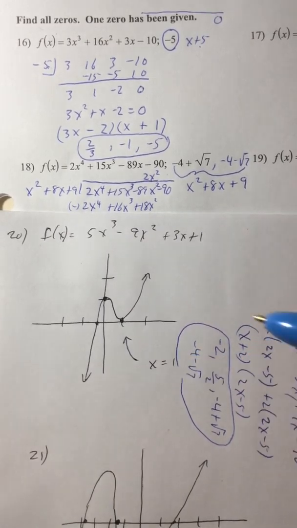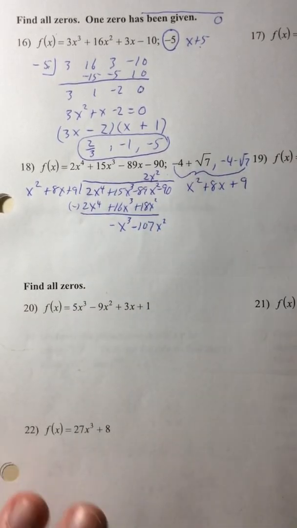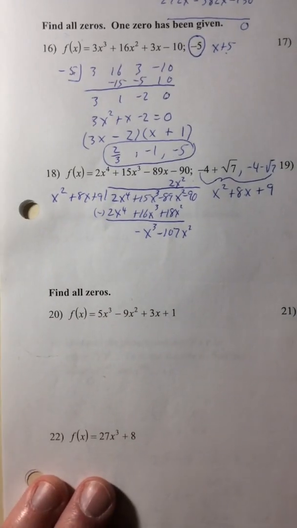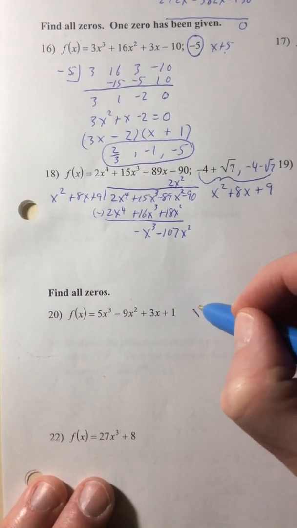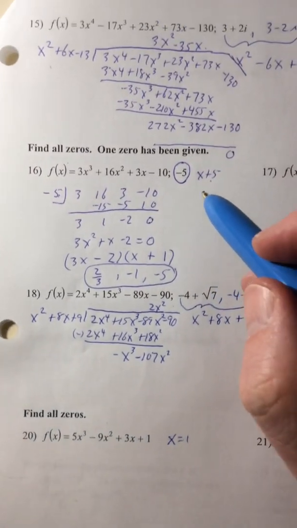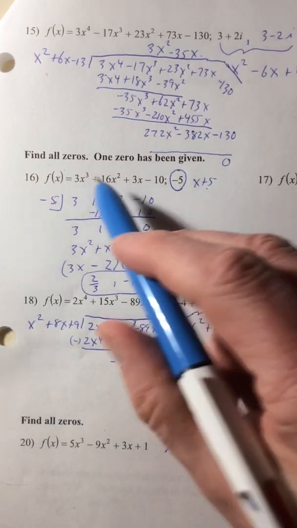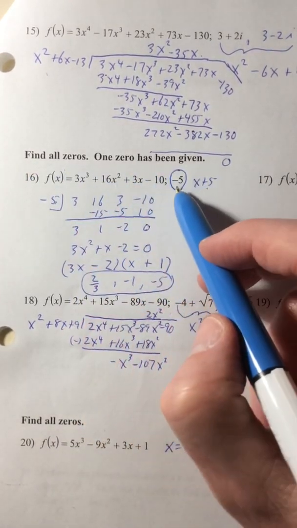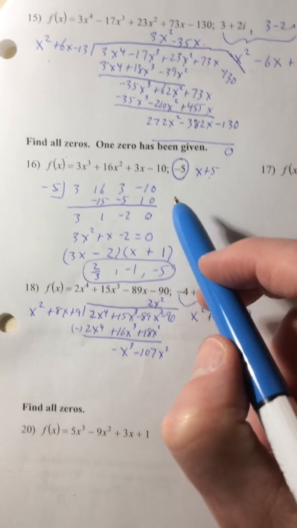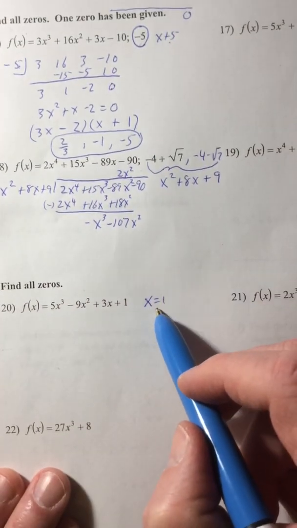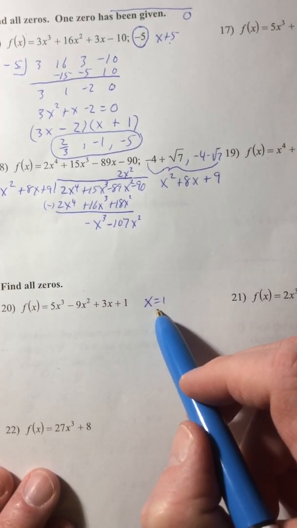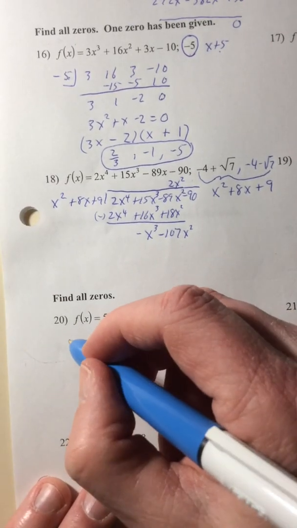So once we have x equals 1, we're going to do the same tricks we just did a moment ago. So remember, we got x equals 1 from our graph, which is really starting right here where we just started, right? Find all the zeros. One zero has been given, it was negative 5. I gave it to you. Here I'm not giving it to you, but you're going to find it using graphing, x equals 1. So since that's the root, what do we do?